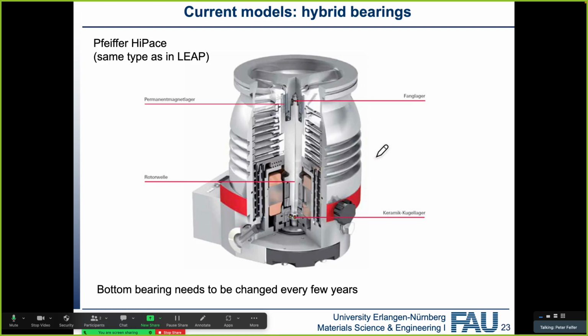So this is a current model. This is a Pfeiffer HiPace, and I've just picked that one because we use a lot of them. Not all of the pumps that we use are Pfeiffer ones. There's also some from Edwards, some from Leybold, and God knows what companies. But they all work in relatively similar ways. And the most important thing for us is that we have to have some kind of bearing that supports the fast spinning of the blades.